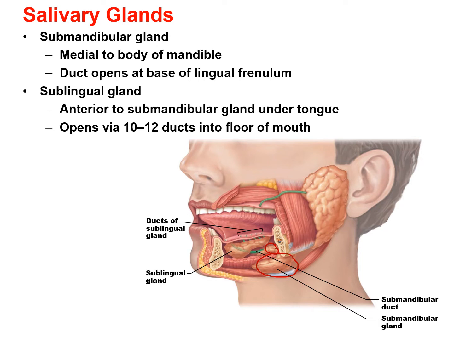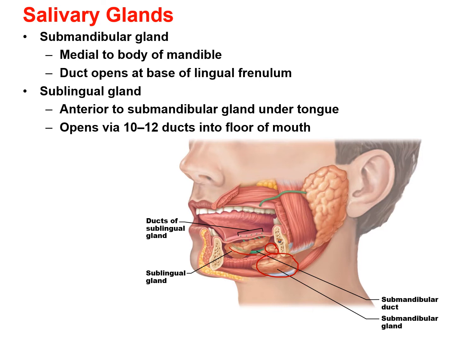That's your submandibular gland. The gland also has a duct that opens up into the oral cavity, but in this case, the duct opens up near that lingual frenulum that tethers the tongue to the floor of the oral cavity.